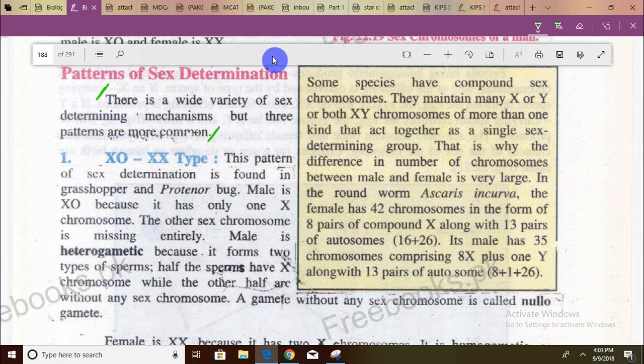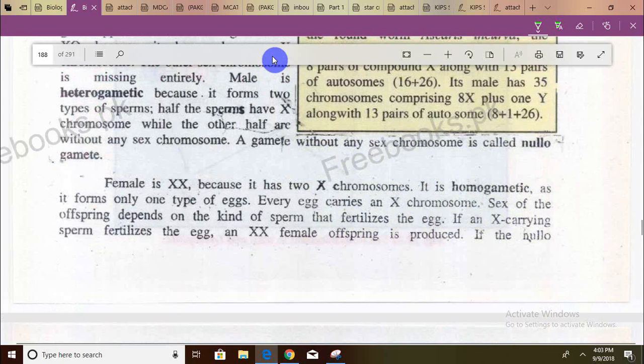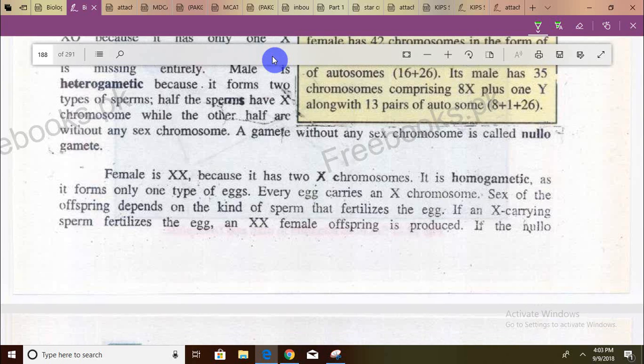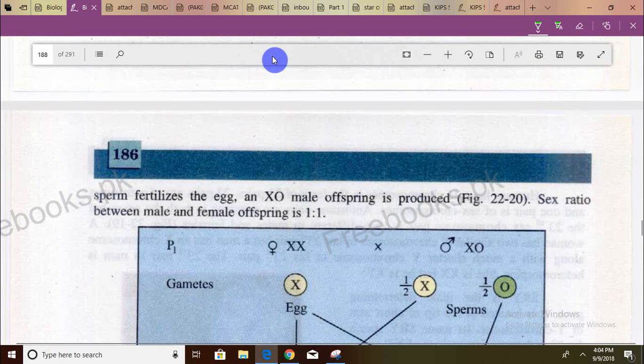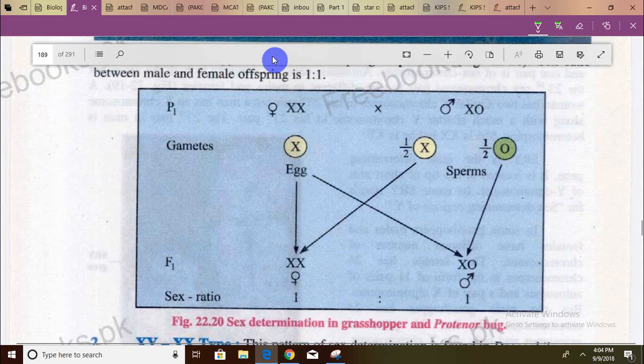Anyhow, traveling further. Now the female is XX because she has two X chromosomes, is homogametic, forms just one type of egg. Each egg carries an X chromosome, and the sex of the offspring depends on the kind of sperm that fertilizes the egg. So the sex ratio between the male and the female offspring is 1:1. Interesting in my opinion.